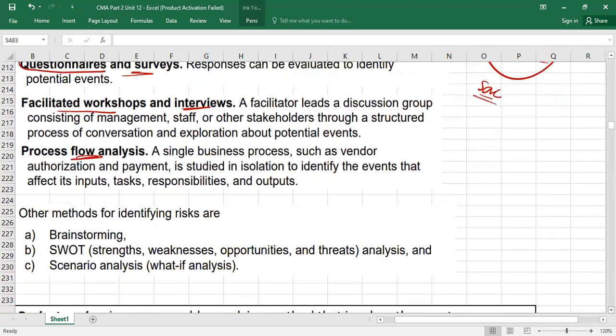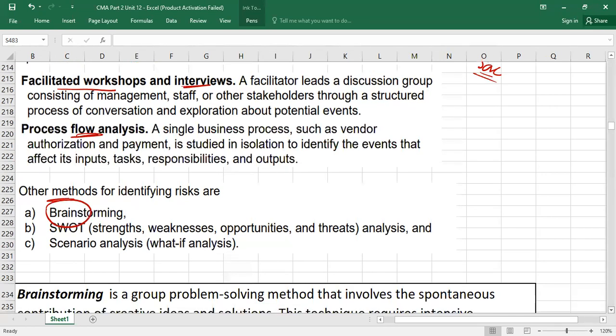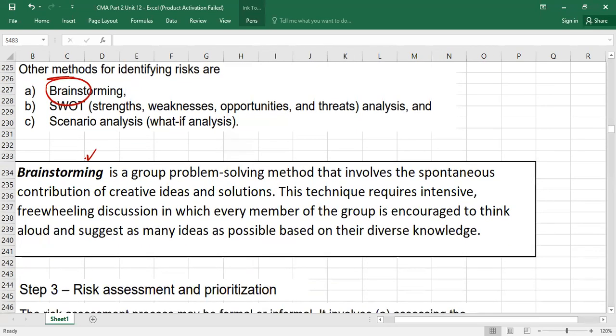Understood? These are the methods which we can use. Sometimes, guys, we can also use other methods to identify risk. Like one method is called what? Brainstorming. What is brainstorming? It is explained here because just the word is written. Brainstorming, actually, is a group problem solving method.